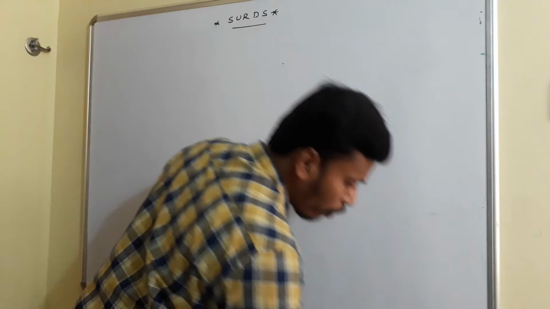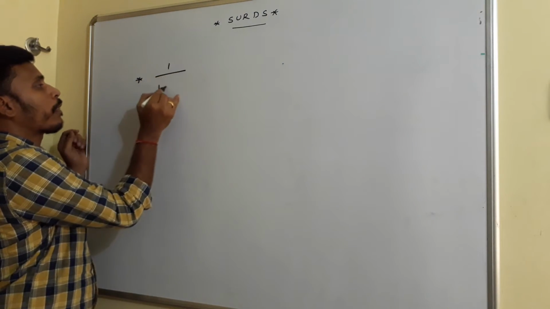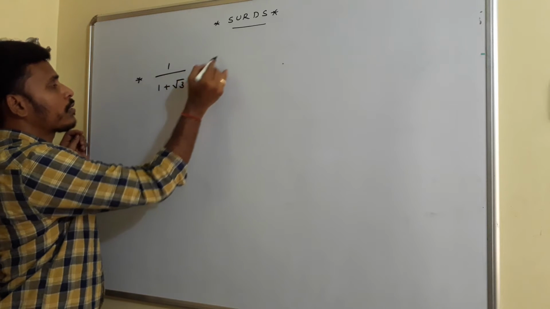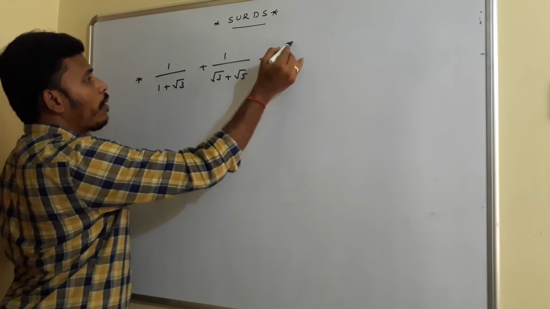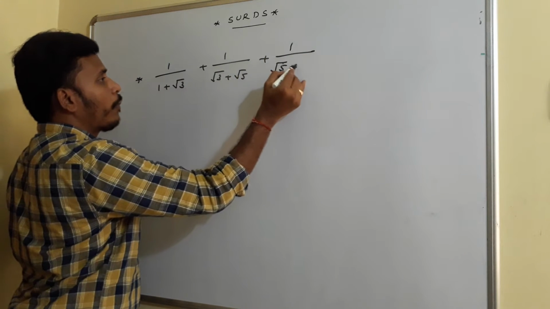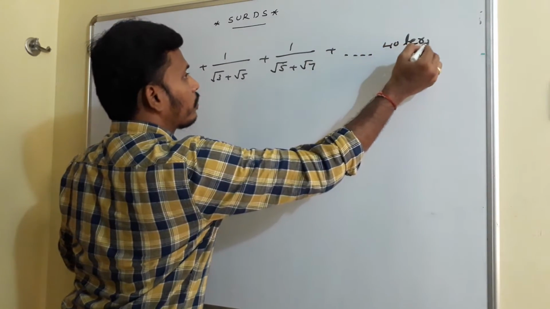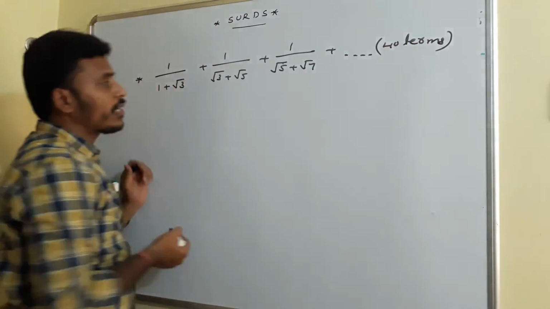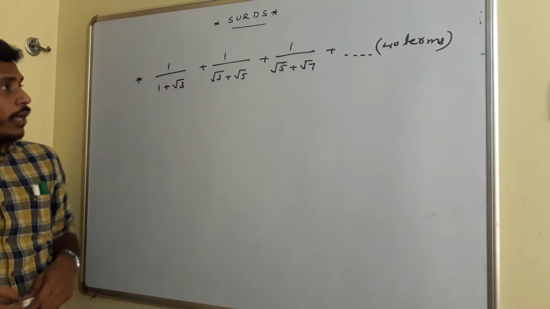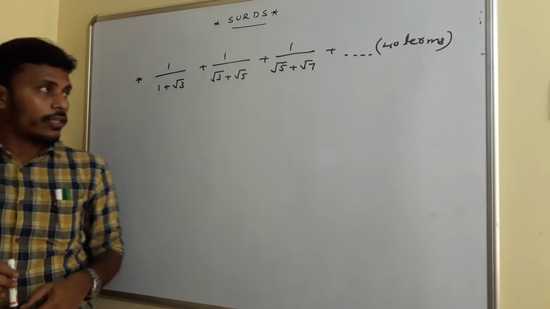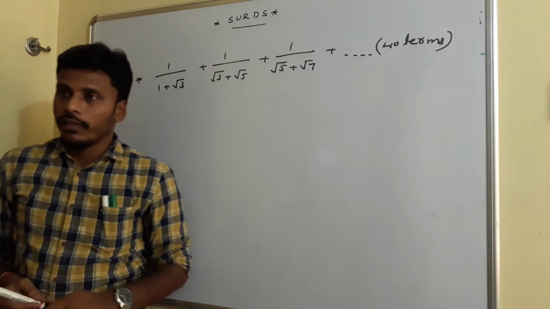First, suppose I have a problem related to this. 1 by 1 plus root 3 plus 1 by root 3 plus root 5 plus 1 by root 5 plus root 7 plus and so on. 40 terms are involved here. You need to get its simplified value. Think about the problem once. 1 by 1 plus root 3, 1 by root 3 plus root 5, 1 by root 5 plus root 7 and so on, 40 terms. See, you need to get the simplified value for this one.